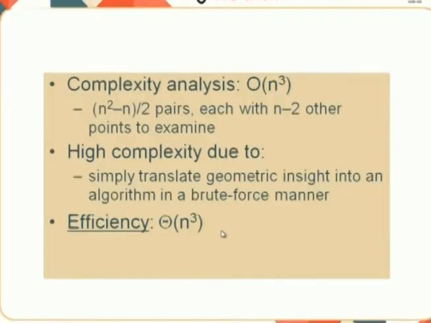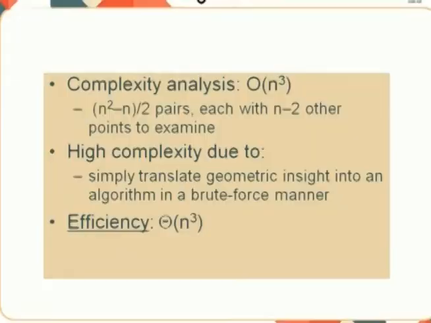You can see this is a very high complexity, because converting that geometric insight into an algorithm in a brute force manner requires so many comparisons. In short, the efficiency of this algorithm is theta of n cube. Again, as I said earlier, brute force does not lead to an efficient algorithm, so this too is not a very efficient algorithm. Later on we are going to discuss various other techniques for constructing the convex hull in a much faster manner.